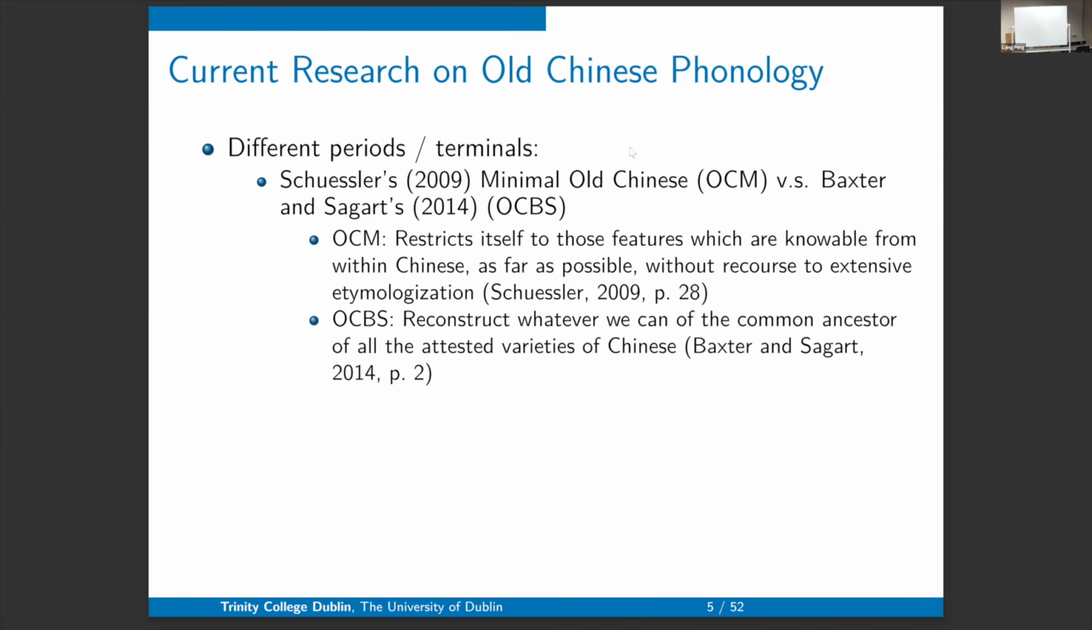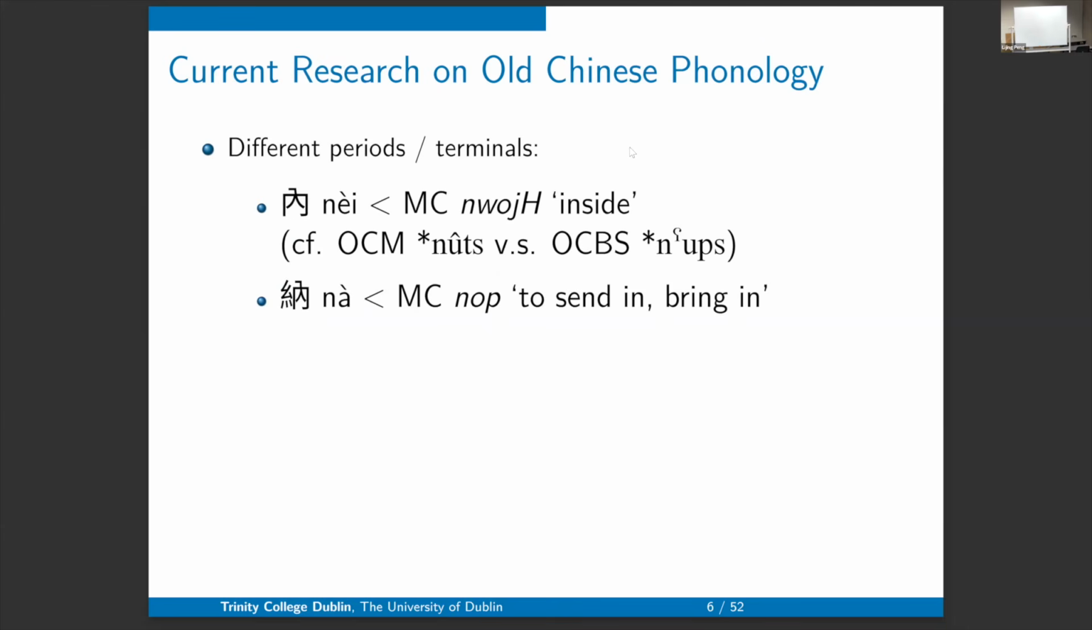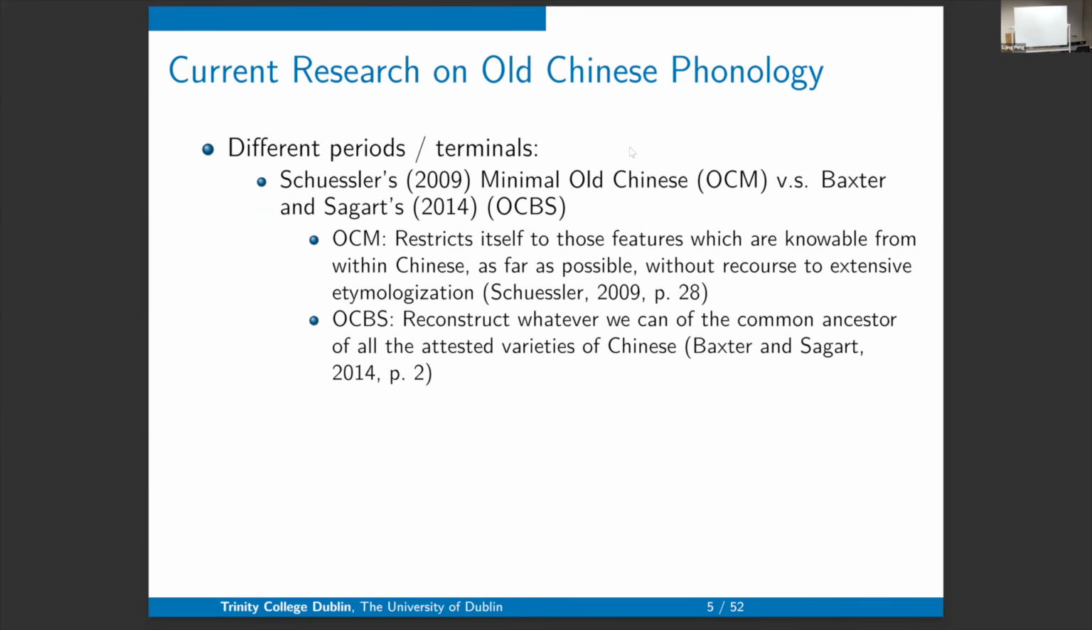Anyhow, that's about them. Oh, and I will also say that because of this philosophical difference, I think both Schuessler and Baxter and Sagart would object to what I'm about to say. Sorry about that, but I think more or less you can take OCM to be kind of late Old Chinese and OCBS to be sort of early Old Chinese, because that conservatism on Schuessler's part has the effect of erring on things that are more recent.